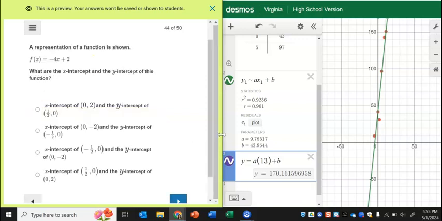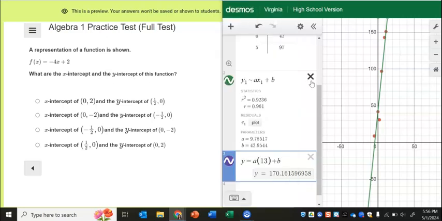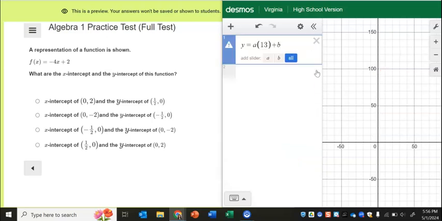I'm just going to make this a little bigger so that the layout looks fine. Okay. A representation of a function is shown. So basically they give you a formula for a function, an equation. What are the x-intercept and the y-intercept of this function? Okay, so that's easy. We can just graph it and find it.